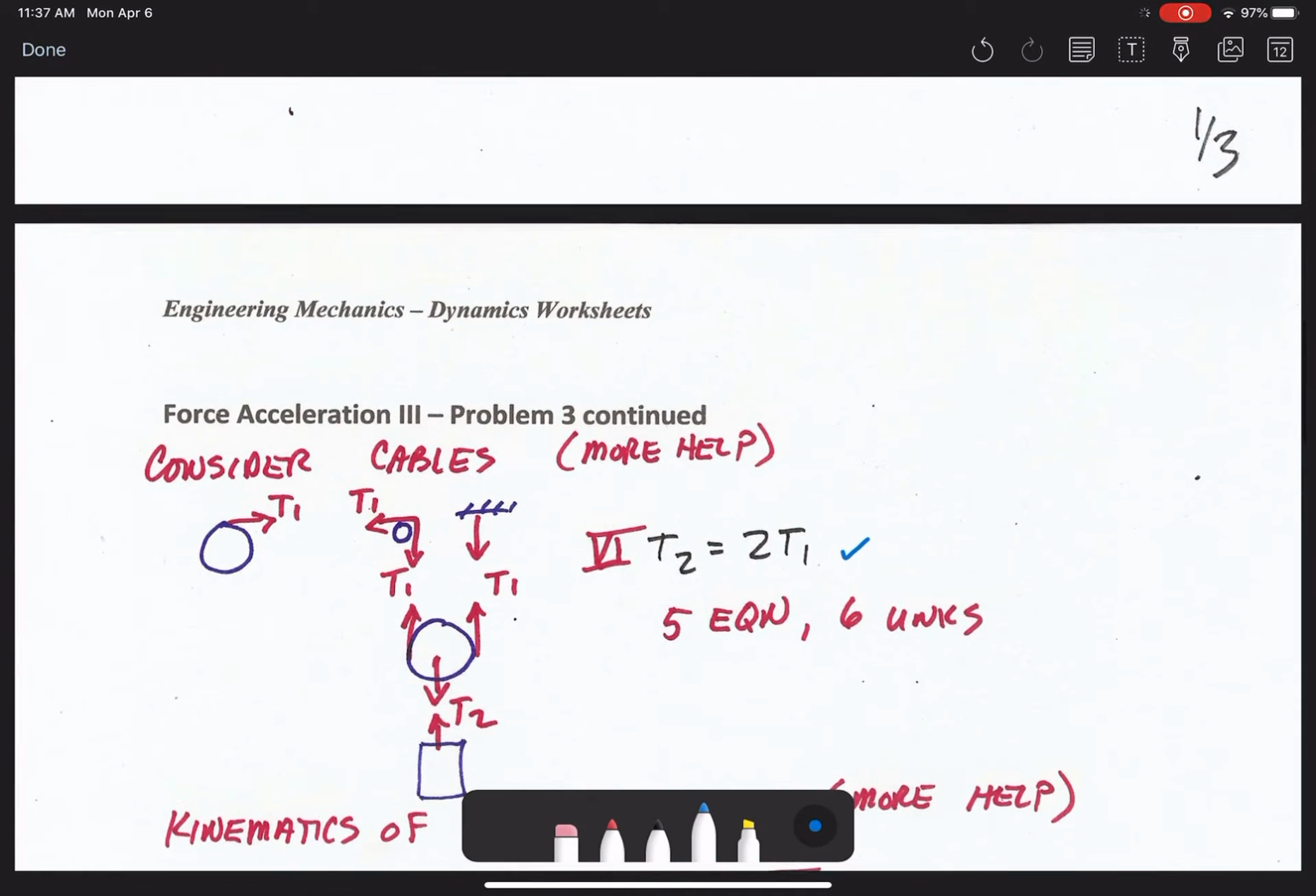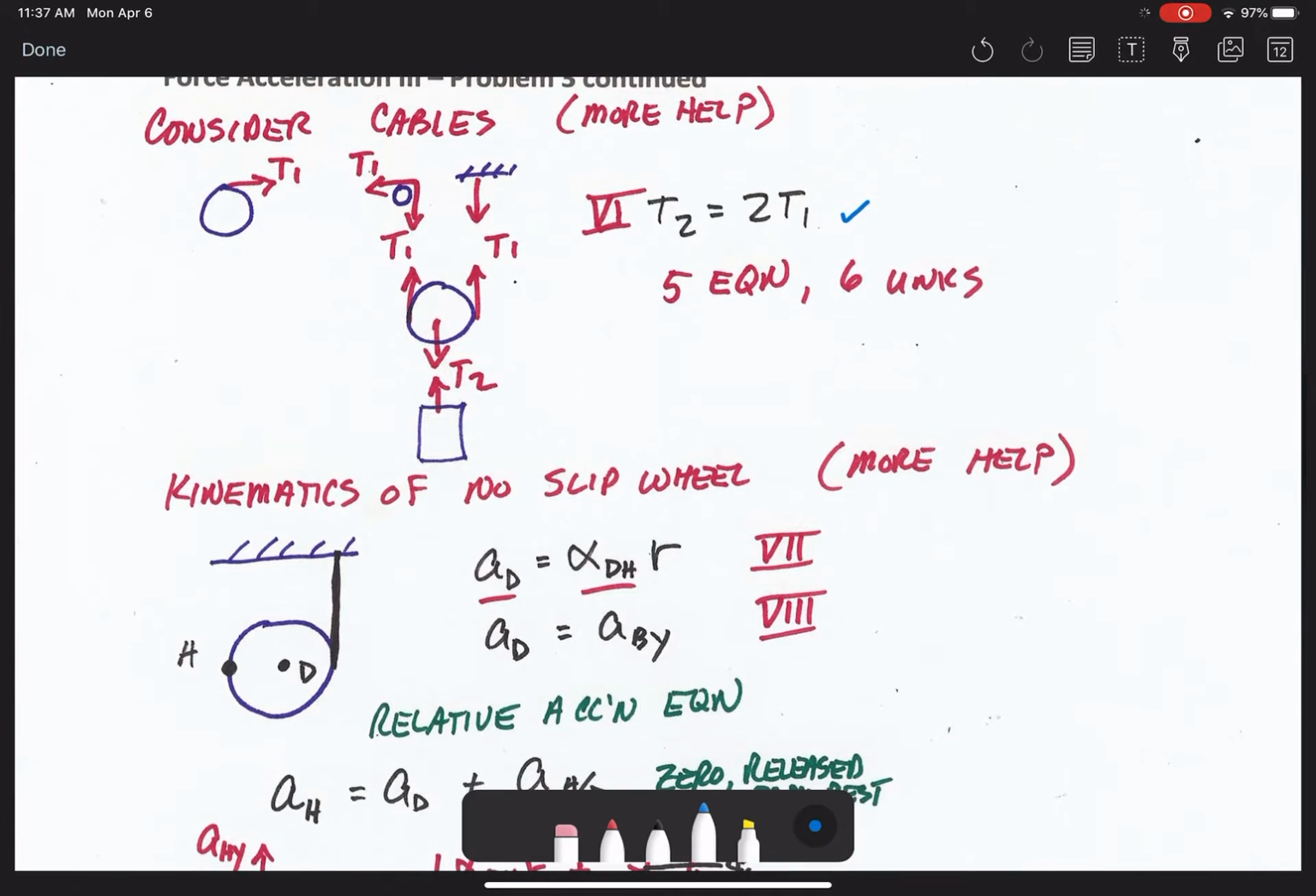From that, as you can see, we have introduced an additional equation, T2 equal to 2T1, without introducing additional unknowns. So we now have 5 equations and 6 unknowns. Still not able to solve. We need to find some other kinematic relationship.